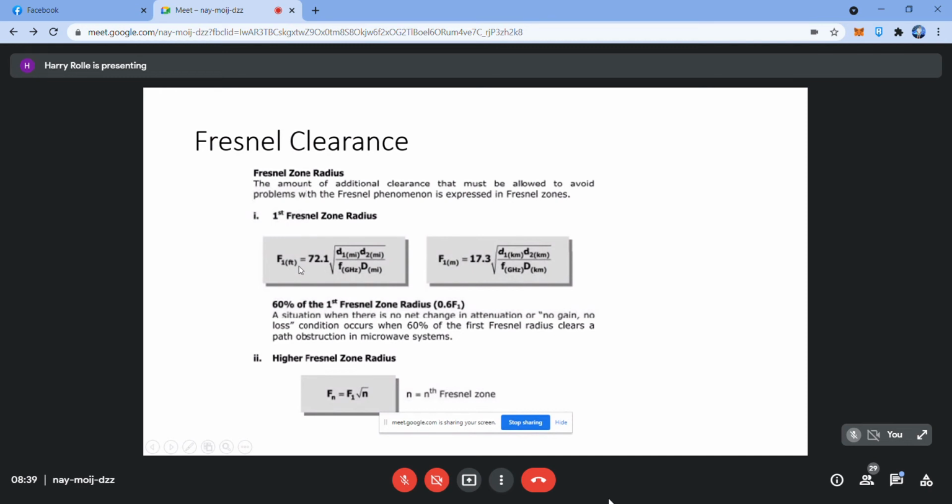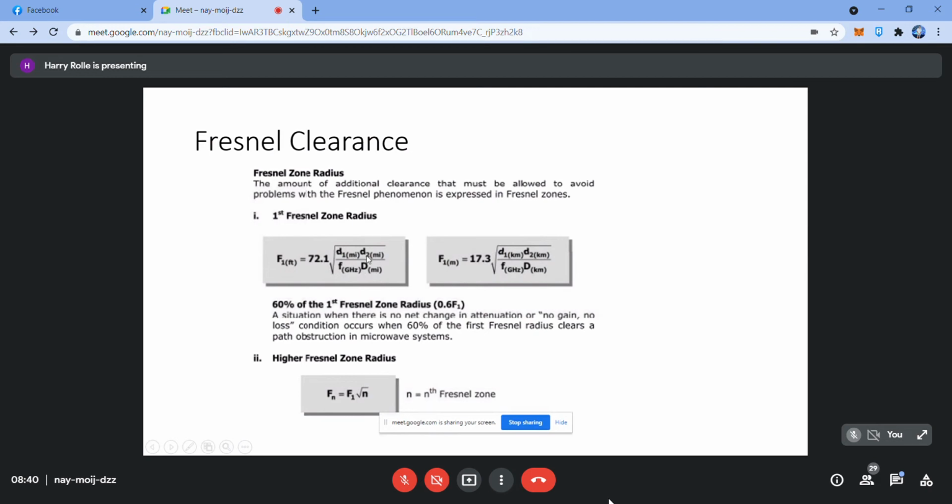This is 72.1 square root of the quantity D1 multiplied by D2 in miles, all over the frequency in gigahertz multiplied by the distance in miles. Let me repeat, 72.1. So the first Fresnel zone is equal to 72.1 square root of the quantity D1 multiplied by D2, both in miles, all over the frequency multiplied by the distance. The frequency must be in gigahertz and the distance must be in miles, sorry.